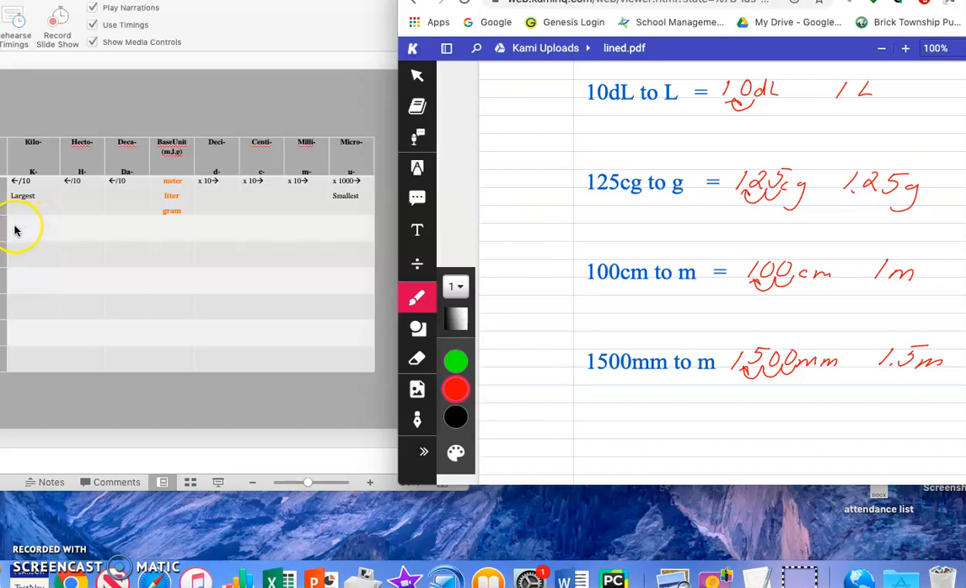It's very simple. Takes a little bit of getting used to, but once you get used to it, you're good to go. All right, guys, we're going to do some more practice examples on this.